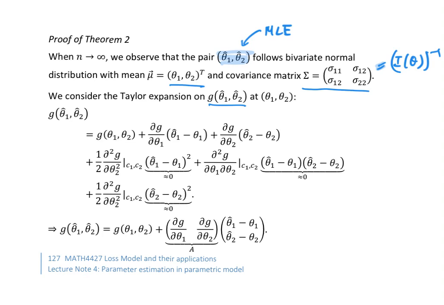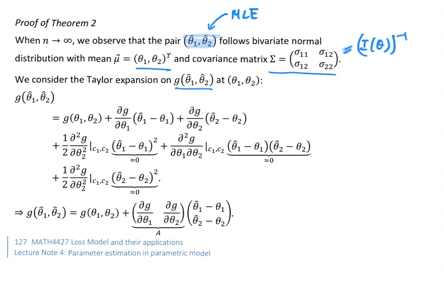In order to get the distribution of this estimator, we try to obtain a formula for it using the Taylor expansion. Because you have two parameters, your function has two variables, so we will use the multivariate version of the Taylor expansion. Just recall: given a function of two variables x and y, assuming that it is differentiable, you have this Taylor expansion for this function, which is equal to this.